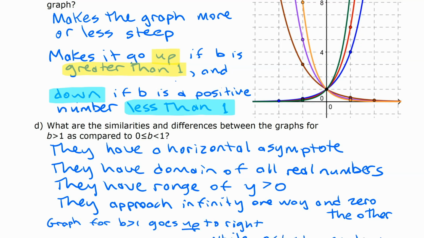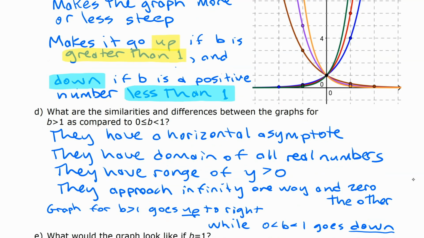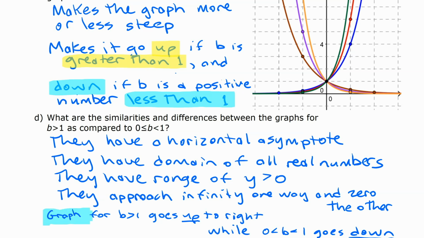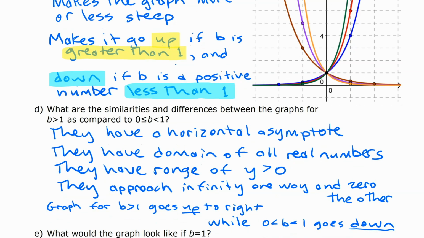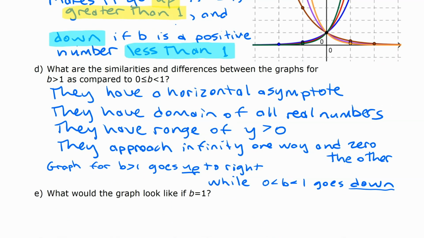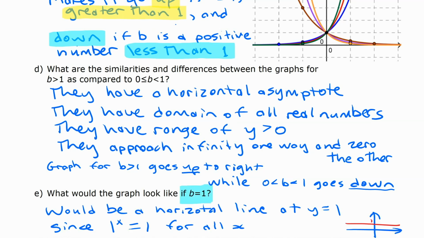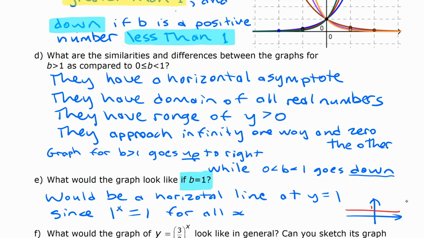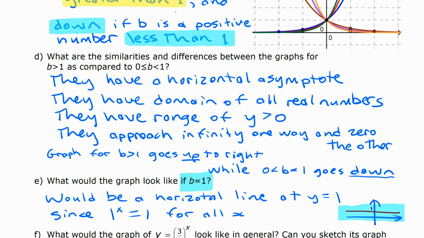And then maybe a more visual way to think about that is those graphs go up to the right if the b value is bigger than 1, and they go down to the right if the b value is less than 1. And we saw if the b value was equal to 1, that graph would just be this horizontal line across there at 1, because 1 to the power of x is always 1.